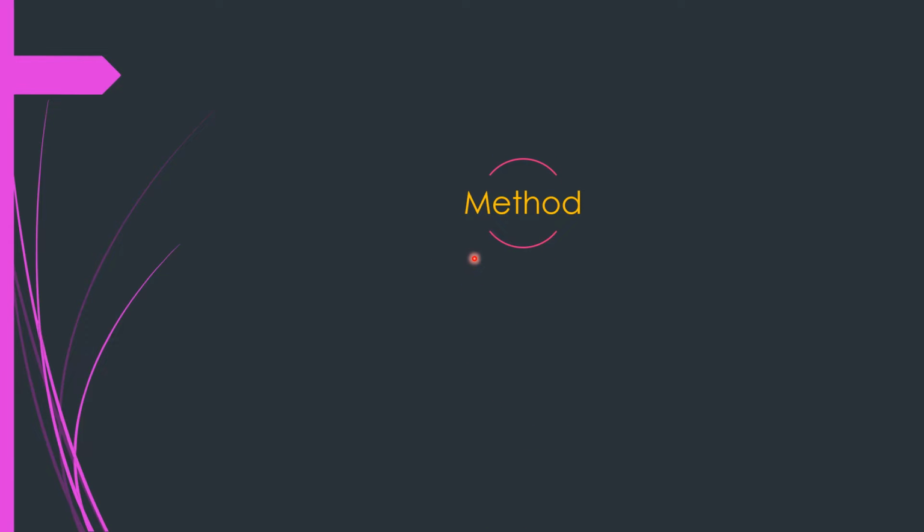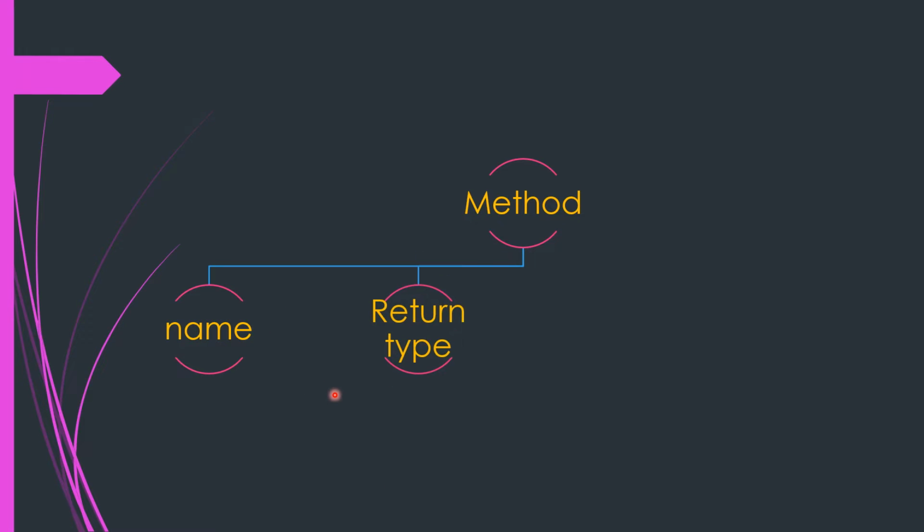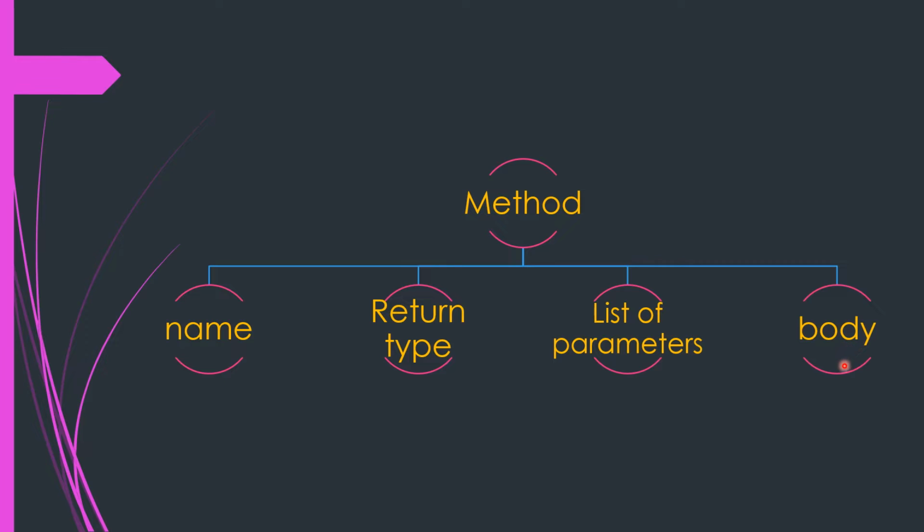Now, a method has four parts. First is the name of the method. Second is the return type from the method. Third is the list of parameters. And fourth is the body. We will be discussing all of them in detail. Before that, it is important to mention that the list of parameters is optional. It is not necessary that you provide a list of parameters. It is up to you whether you provide it or not. So you can say optional list of parameters. Now let us discuss these parts in detail.